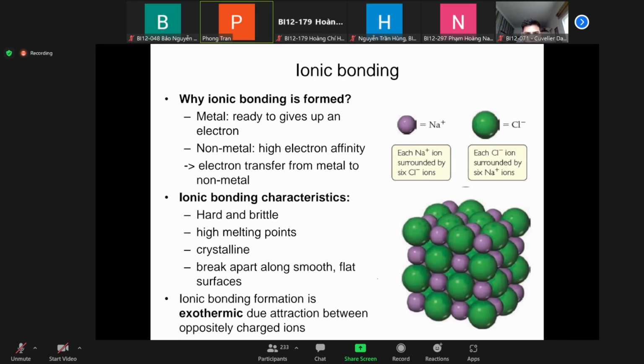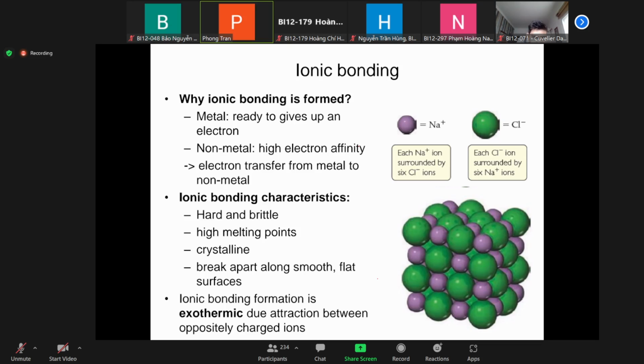Now, as we discussed the formation of ionic bonding, we need to go into a little more detail. So why is ionic bonding formed? We explained that the metal is ready to give up electrons to make a cation, and the non-metal with high electron affinity has a high tendency to receive electrons transferred from the metal, to make an anion. So now you have a cation with positive charge and an anion with negative charge, and you have a strong interaction.